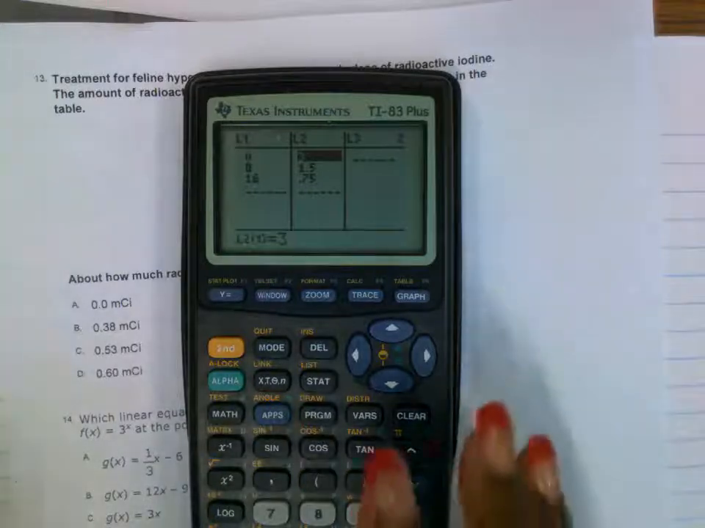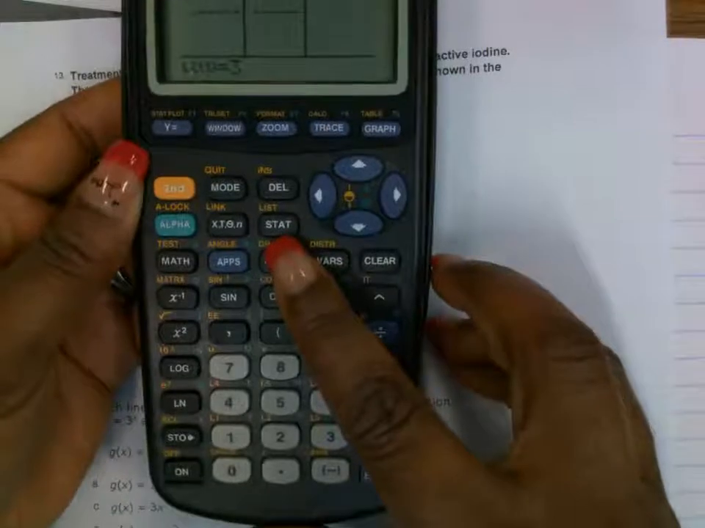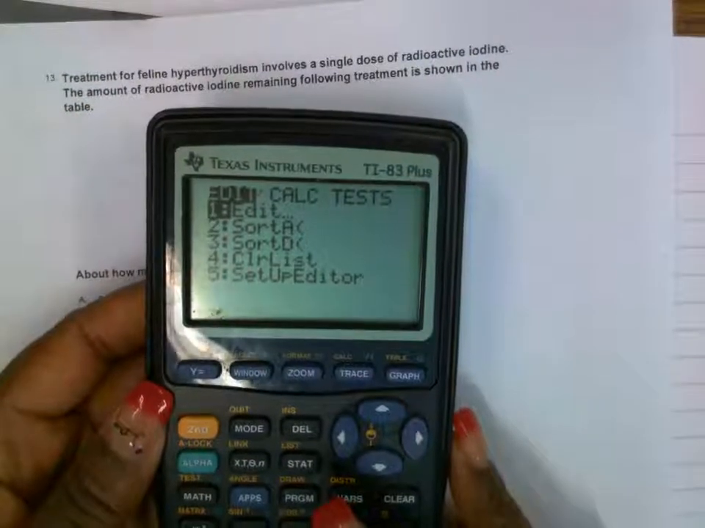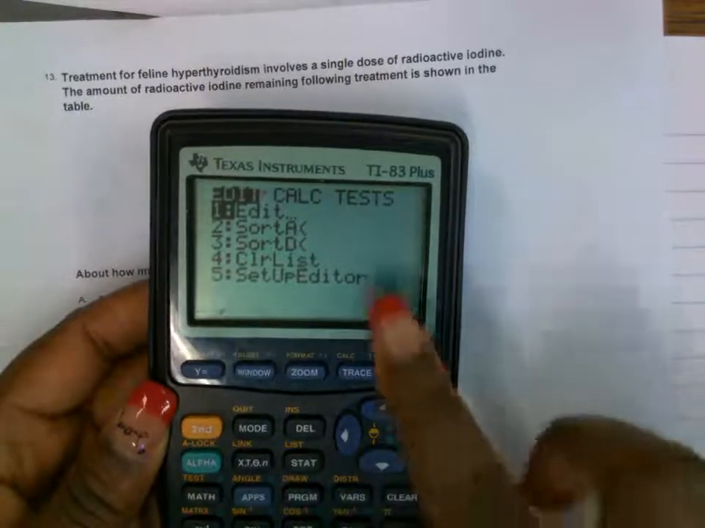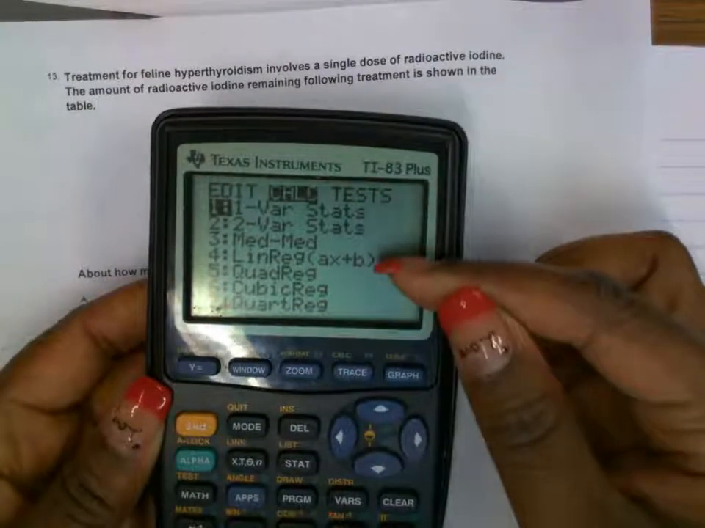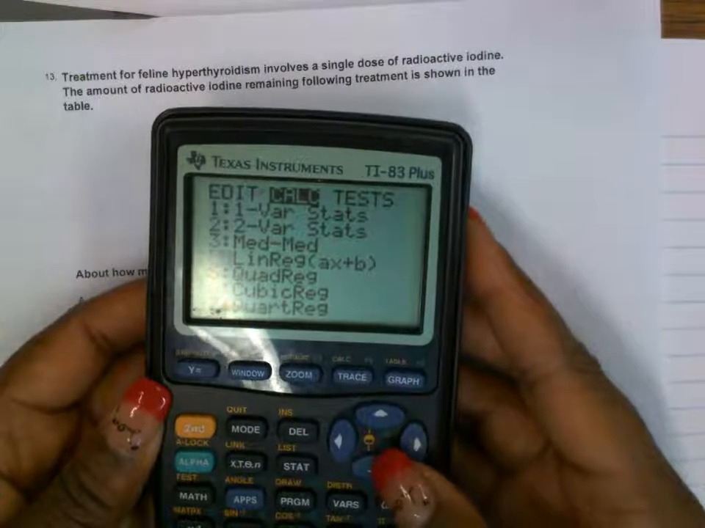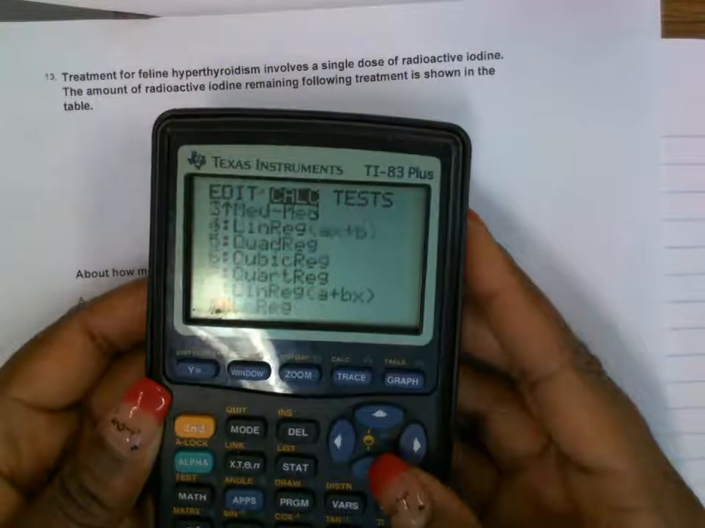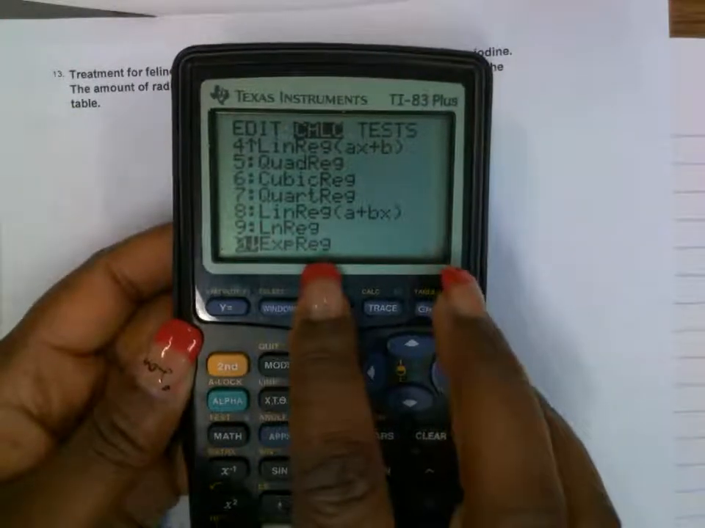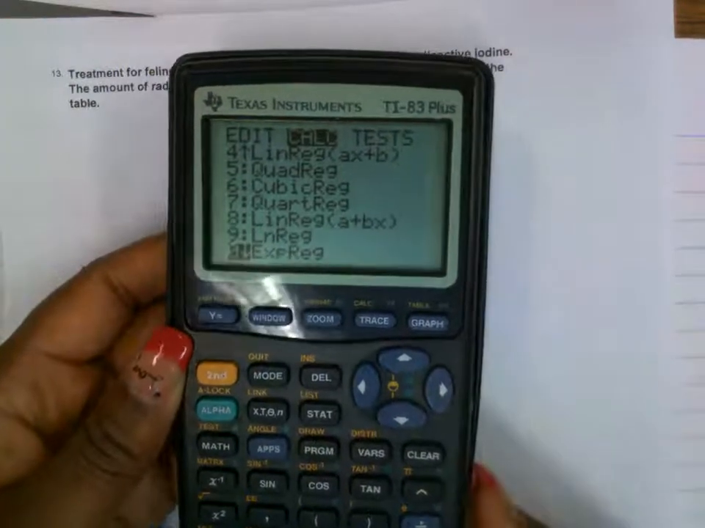All right, so now after I type this in, look at where I go. I'm going to go here where it says stat. Look at my screen. Then I'm going to go over to calc. And this is not a linear function. This is an exponential function. So I'm going to go down and find expo. That's a shortcut for exponential. Do you see this? Exponential reg. This is where the calculator will create the equation for you. So press enter.